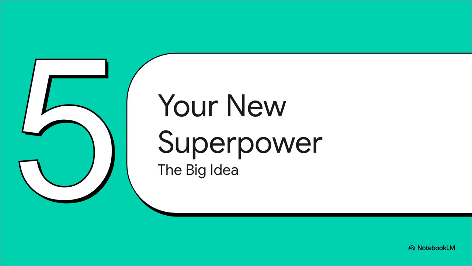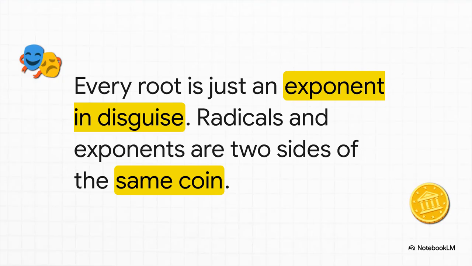All right, let's wrap this up. Let's bring it all home and talk about the big idea, the one thing you really need to remember from all this. It's what I like to call your new math superpower. Here it is, the big takeaway. Every single root you've ever seen is just an exponent wearing a disguise. That's it. Radicals and exponents aren't two separate topics. They're the same thing, just written differently. And once you realize that, you can use one simple set of rules for both, which makes everything so much easier.